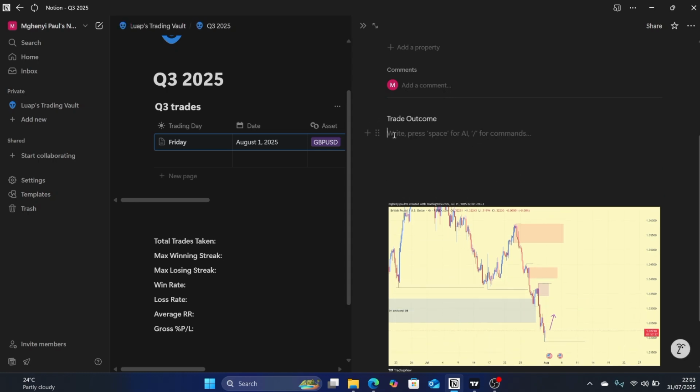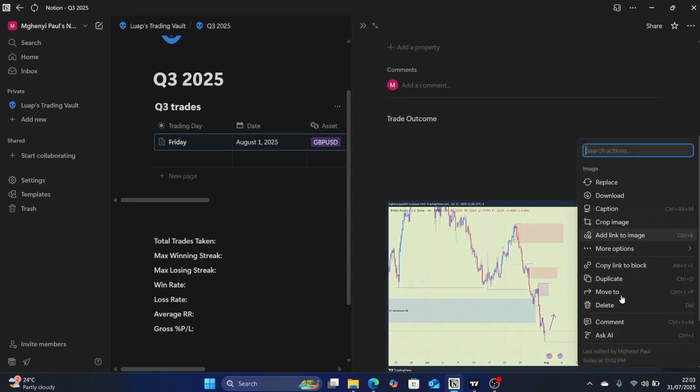Then after you have waited and price has achieved your TP or maybe your SL, you'll also include the screenshot of your winner or loser there. And you can comment here that it was a valid trade, or say that it was a nice trade. Anything that you can comment, right? So that's how you'll be journaling.